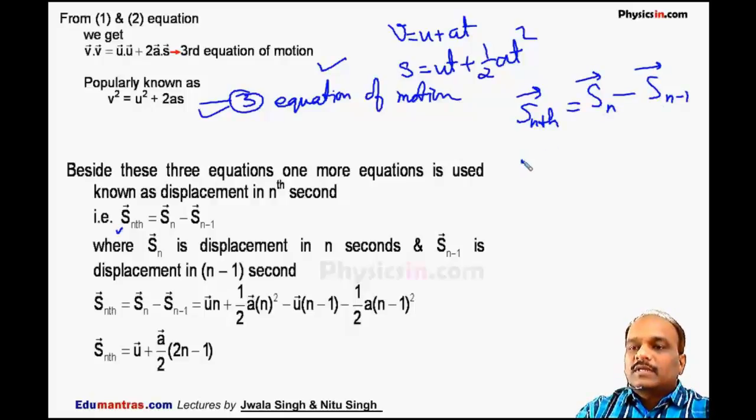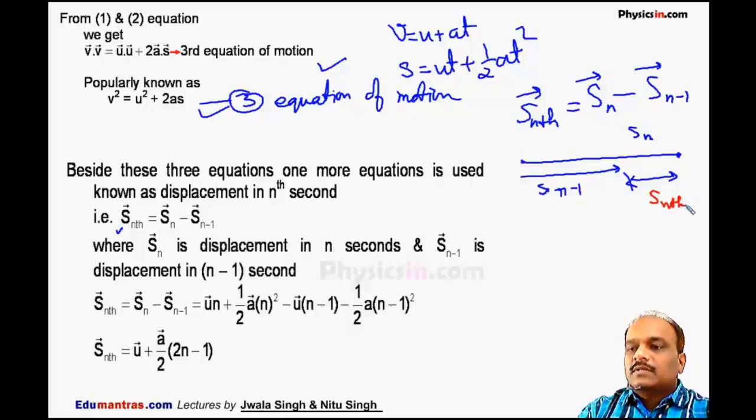Means if a particle starts from here, this is the displacement in n seconds and this is the displacement in n minus 1 seconds. So this is the displacement in the nth second. From here we can say the displacement in n seconds, Sn, is equal to un plus 1 by 2 a into n square, because in place of time I can substitute n here.